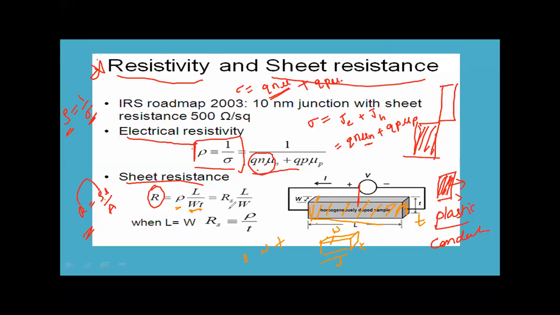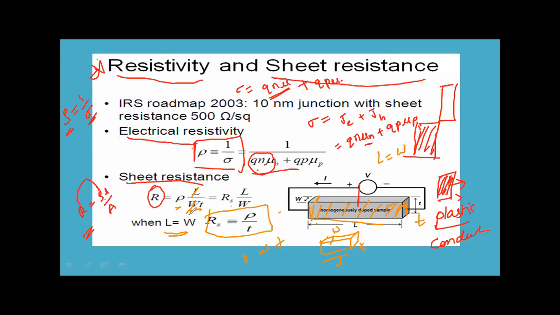Then what I am trying to write here is Rs = rho L by W. Why am I writing this? Let's say the length is equal to the width. So these two cancel, right? In this case, these two cancel, which means what is left is rho by T. Rho by T. Is it clear?